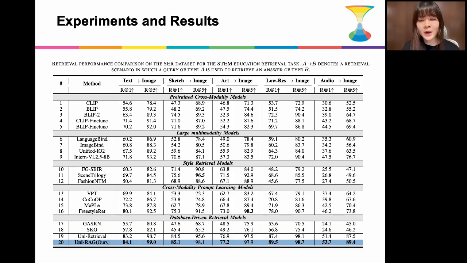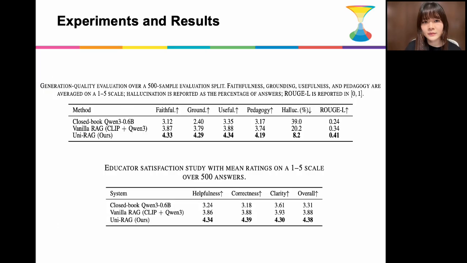85.1 R@1 for sketch-to-image retrieval, 77.2 R@1 for natural-image-to-image retrieval, 89.5 R@1 for low-resolution to image retrieval, and 53.7 R@1 for audio to image retrieval. This shows that Uni-RAG can effectively handle diverse query styles in STEM learning context.